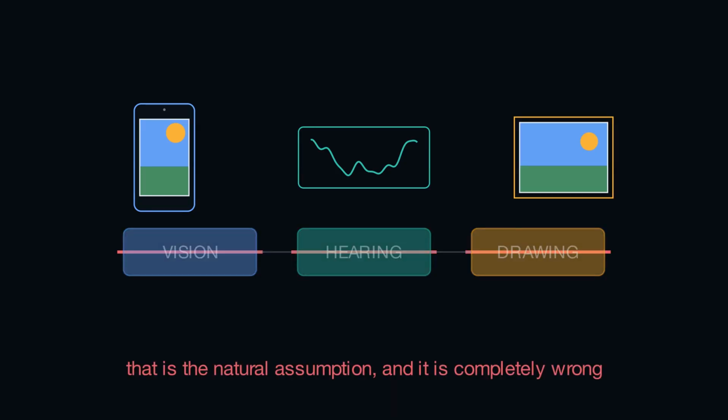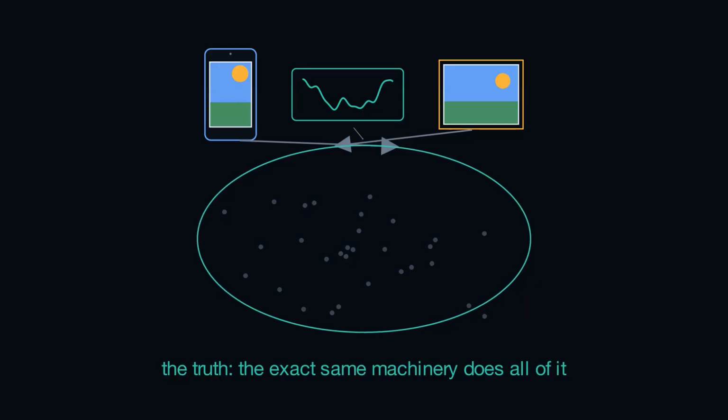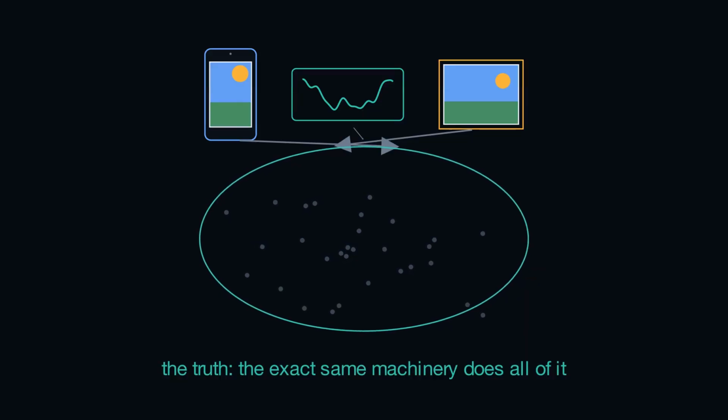The truth is stranger and far more elegant. The exact same machinery you have been learning, tokens, embeddings, attention, the next word loop, is all it uses. It does not have different senses. It has one trick that it plays on everything.